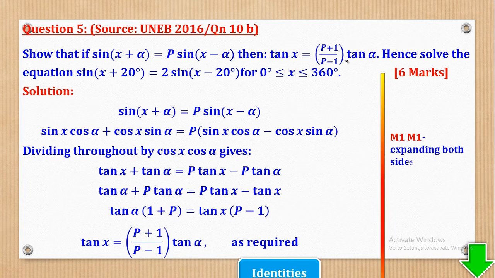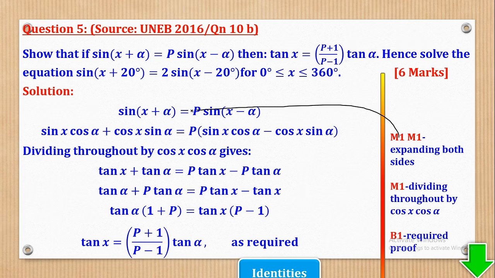Now let's see how much can be awarded before we get to the hence part. So M1 for this expansion, M1 for this expansion, M1 for dividing through, and B1 for the required proof.